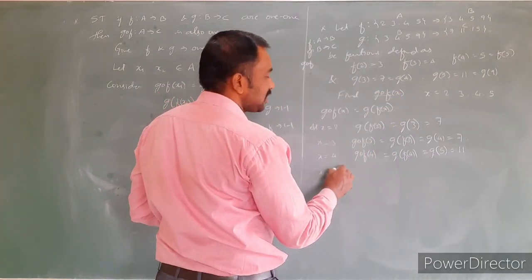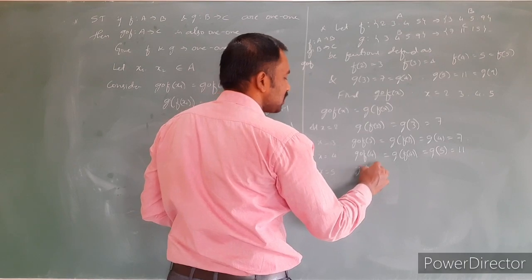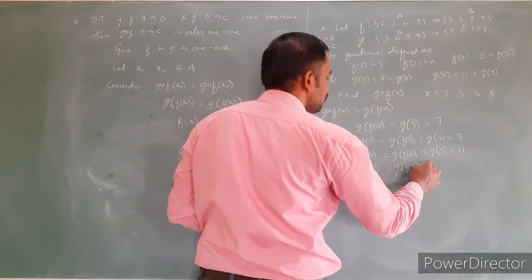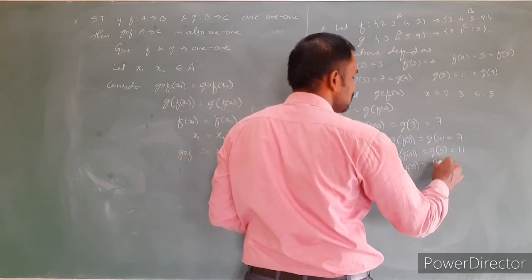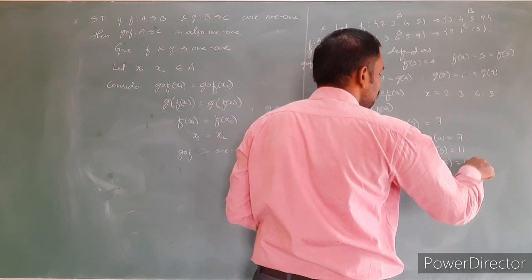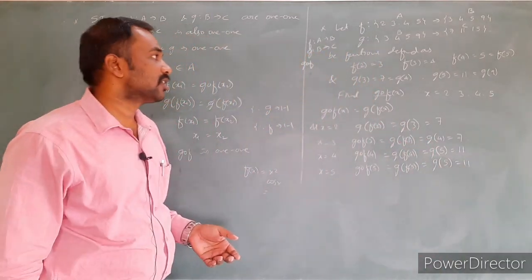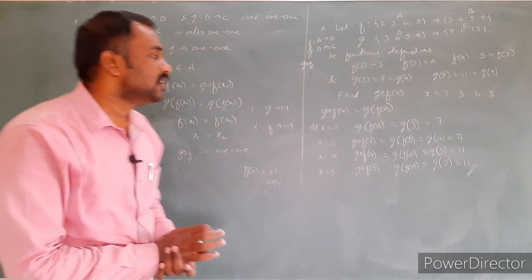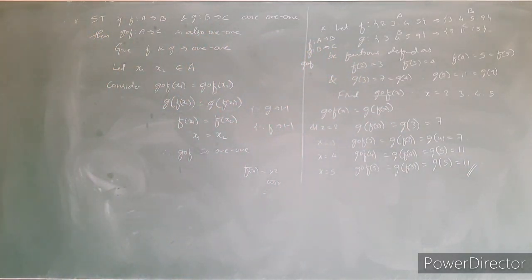Similarly, at x equal to 5, g circle f of 5. What is the value? g of f of 5. f of 5 is nothing but 5. g of 5 is nothing but 11. That's all. We got the required elements like this. Hence the solution of the given particular problem.